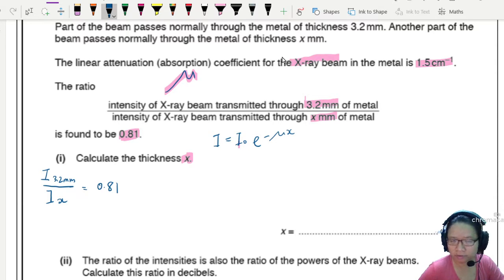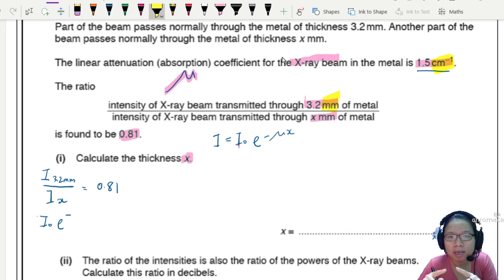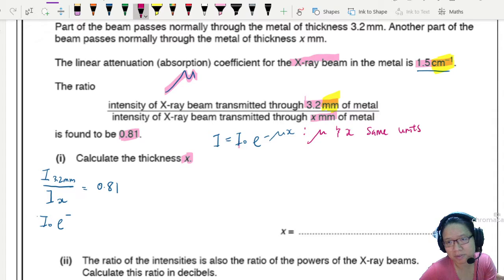For the 3.2, don't worry, if the equation is new to you, just use it carefully. So this equation will be I naught e to the negative, what is our mu? 1.5 cm^-1. Okay, I need to point out something first. This is cm^-1, this is mm. They have to have the same unit. Your mu and your x must have the same unit, because if they are not the same unit, you have to convert one of them. So a note here: when you use the equation, mu and x will have the same units.